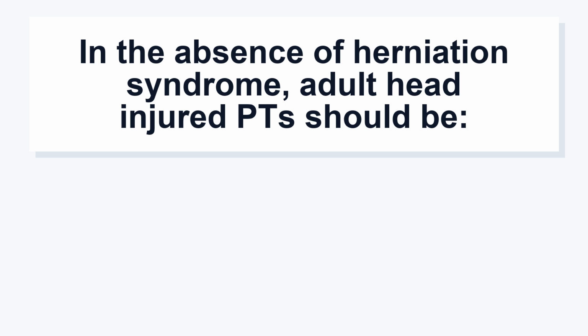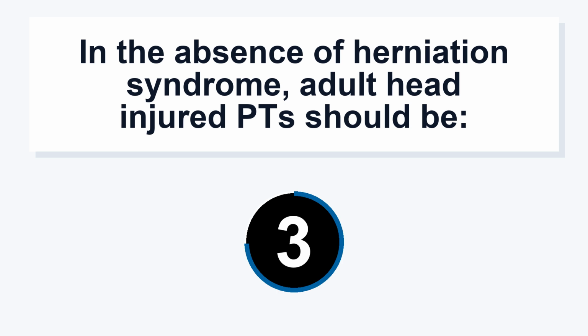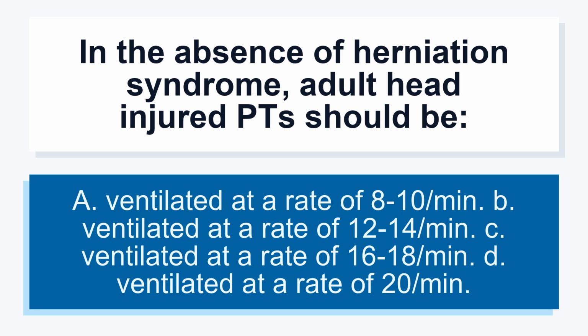In the absence of herniation syndrome, adult head injured patients should be A. Ventilated at a rate of 8-10/min. B. Ventilated at a rate of 12-14/min. C. Ventilated at a rate of 16-18/min. D. Ventilated at a rate of 20/min.